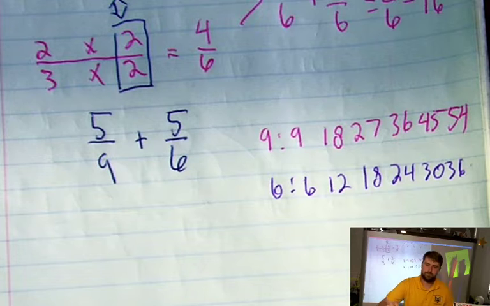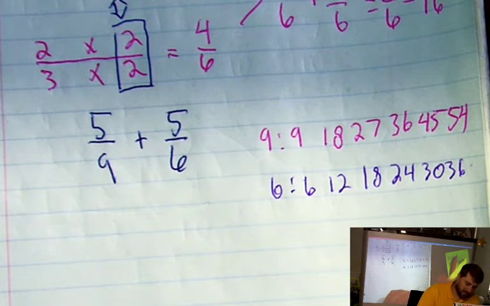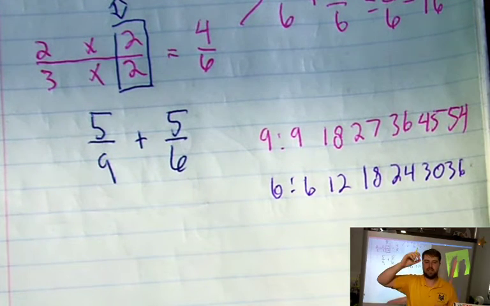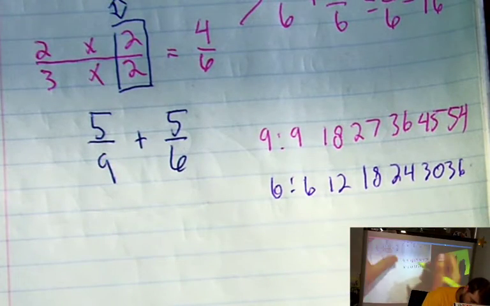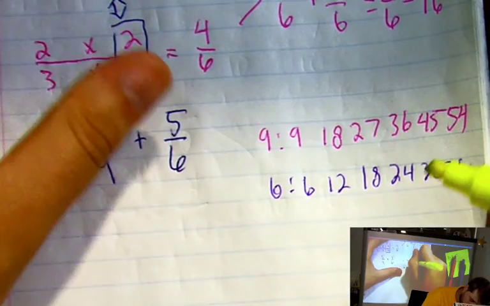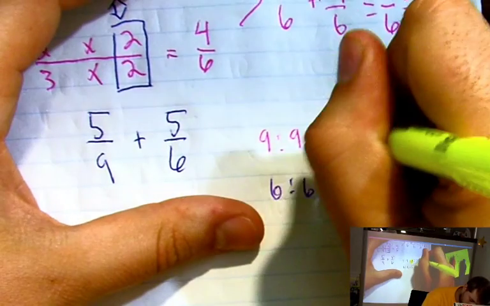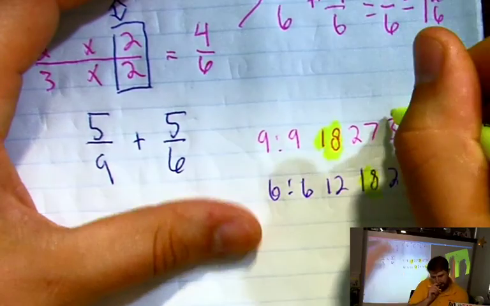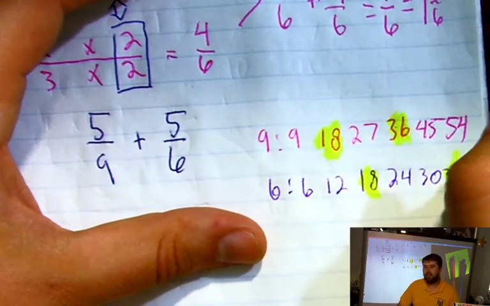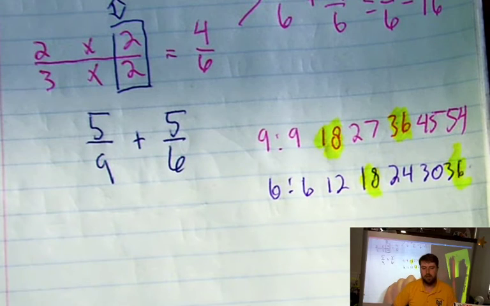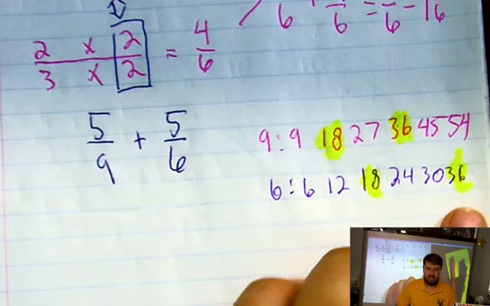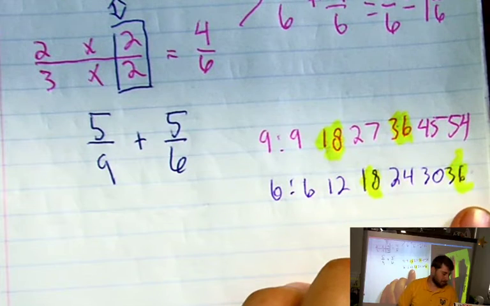There we go. Now I'm going to look at our numbers that are in both our multiples of 9 and our multiples of 6, our pink multiples and our purple multiples. Well, I see that 18 is in both of these, and so is 36. So we could use either of these as our common unit, our like unit, our denominator. Now if you want something a little tougher, use 36. If you want to take the easy route, use 18.